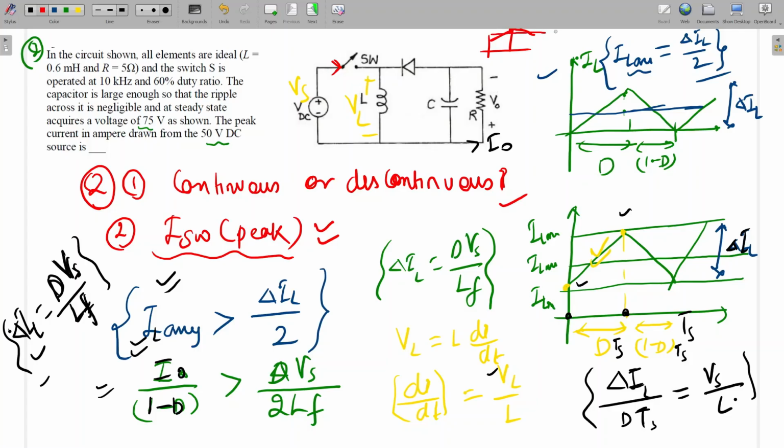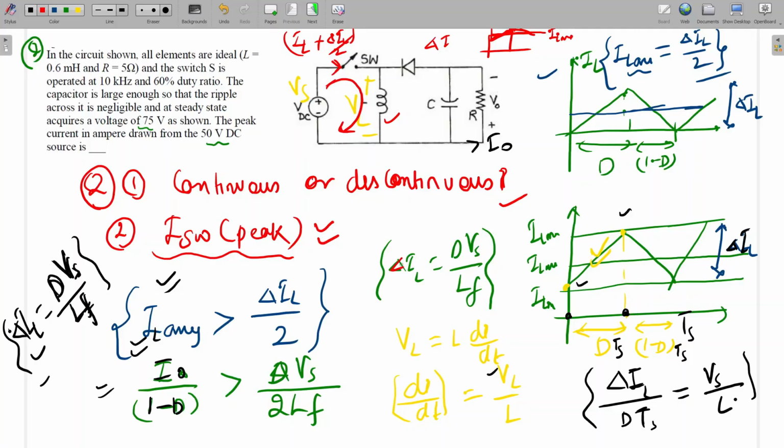First we should know the average inductor current, IL average, and delta IL. IL plus delta IL by 2 will be the peak value of the source current. The inductor current is flowing through this. During the charging time, the peak value of the inductor current, the average inductor current plus delta IL by 2, will only flow through this source. So the peak value of the inductor current will be the peak value of the source current. Is it clear? So we can calculate one by one.